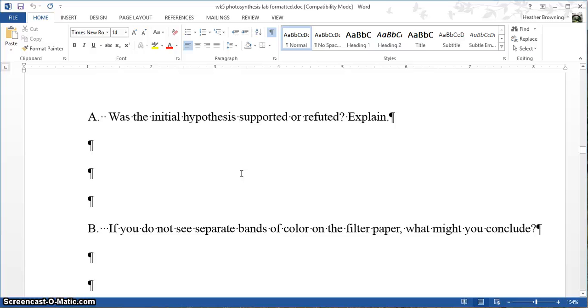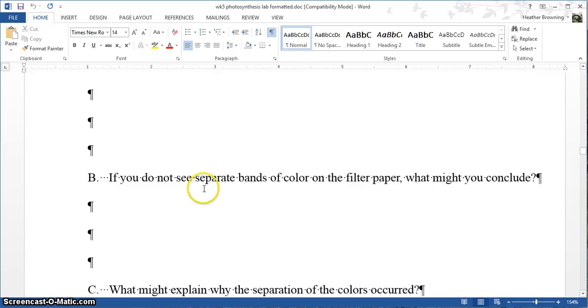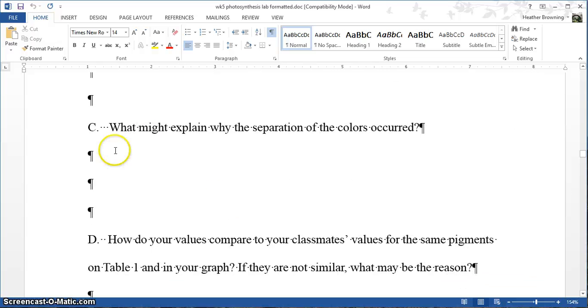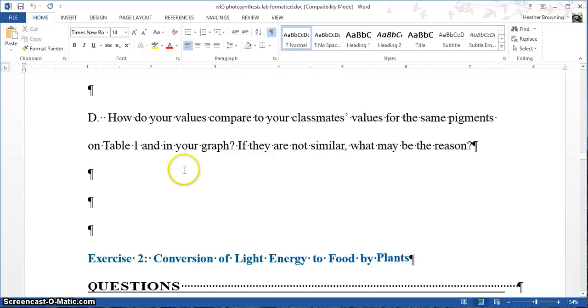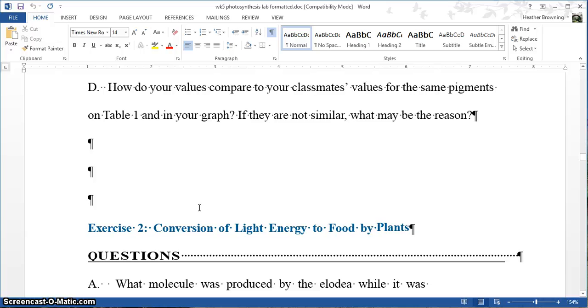Then discussion. What's your initial hypothesis? Was it supported or not? Your answers may vary for all this stuff. What might explain the separation of colors? So why does some stuff move farther? What's the why? Think about that. And then compare, why might things be a little different? Why might they be the same, kind of thing.